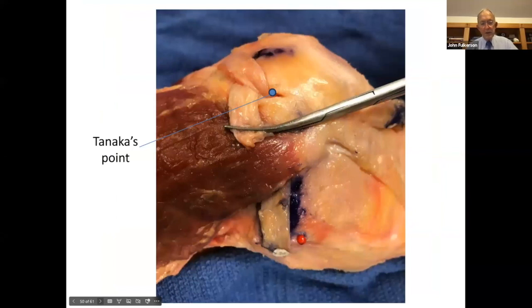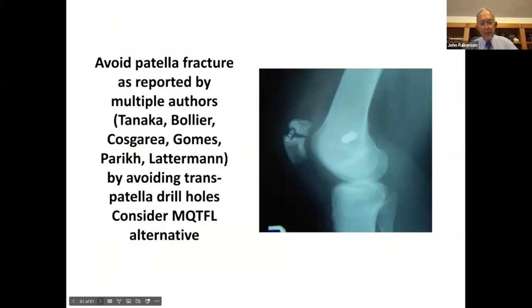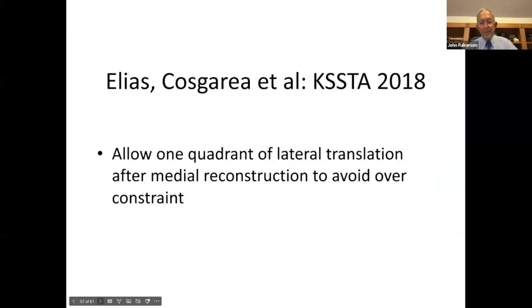And that's what it looks like. So very easy to tension because you just flex and extend it to bring it out to length. Next slide. And then suture it to maximum length, as Jack Farr has called it, setting it to length. So we can avoid patella fracture completely by doing this. Next slide. And leave just a little bit of play in it, one quadrant of lateral translation. Next slide.